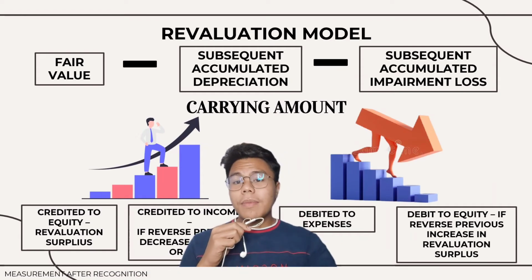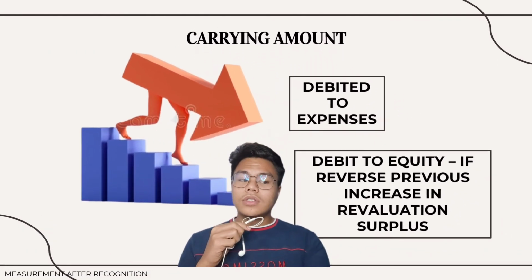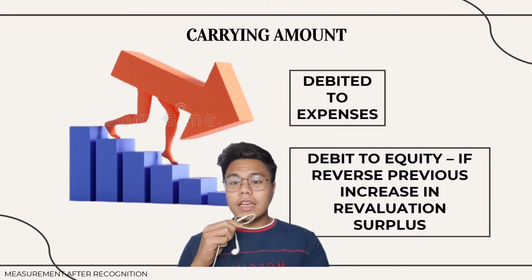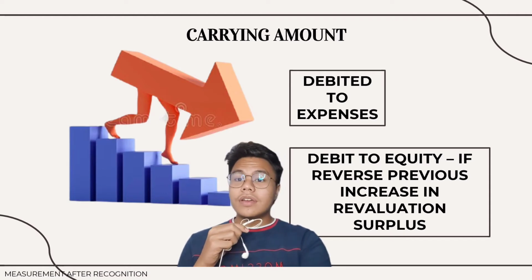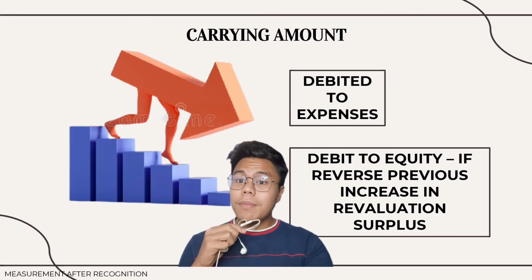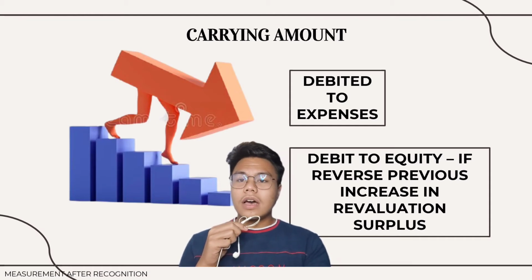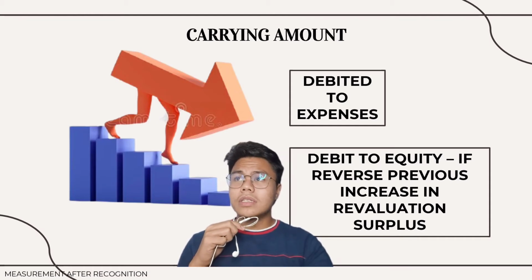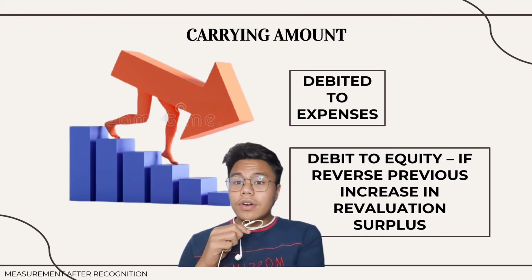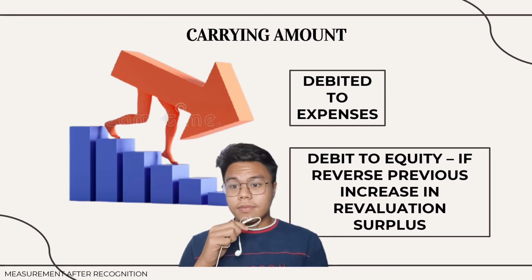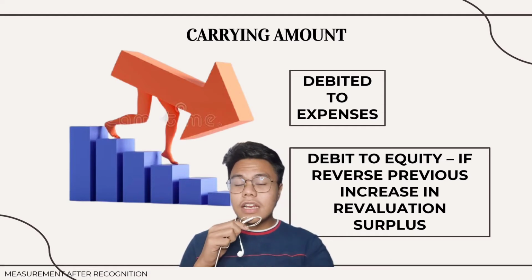However, what if the carrying amount of an asset decreases? If that is the case, then we would debit it to expense in profit or loss. However, if the carrying amount decreases and there was a revaluation surplus before, then we would debit it to equity to reduce or reverse the revaluation surplus incurred prior to the acknowledgement. So we reduce our equity if there was a revaluation surplus before.